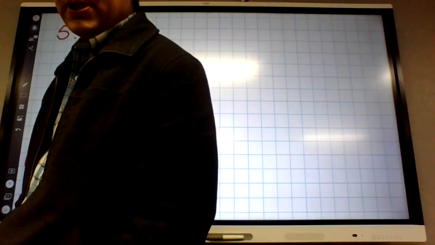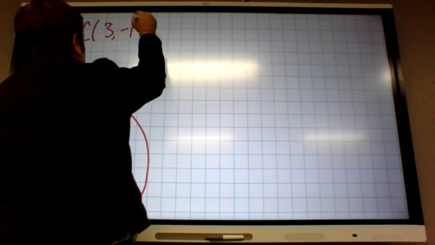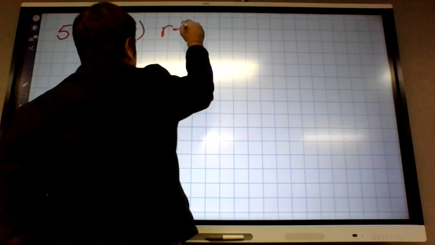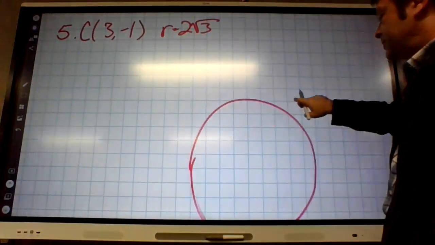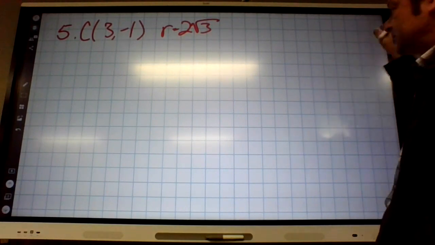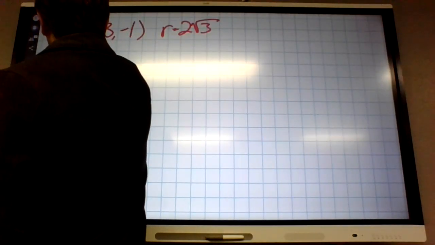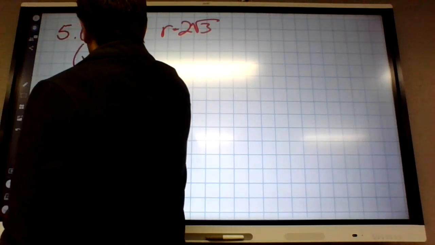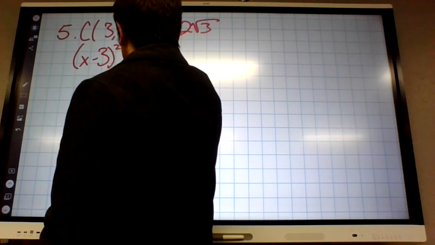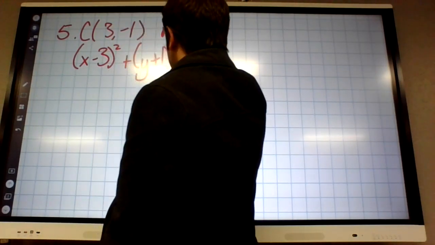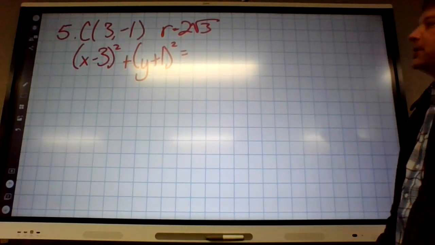Center is at 3, negative 1, and 2 squared. Alright. So if the center is at 3, negative 1, what am I going to put? X minus 3 squared plus y plus 1. Wait, how do you know if it's... It's the opposite. Oh, yeah. Okay, equals what?